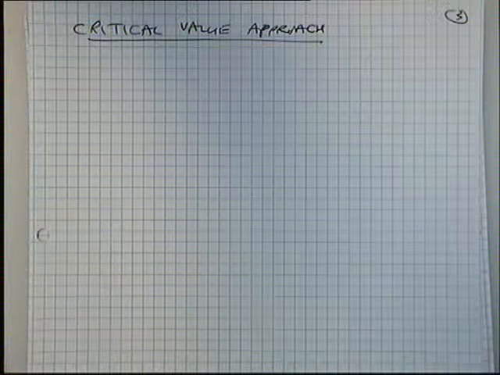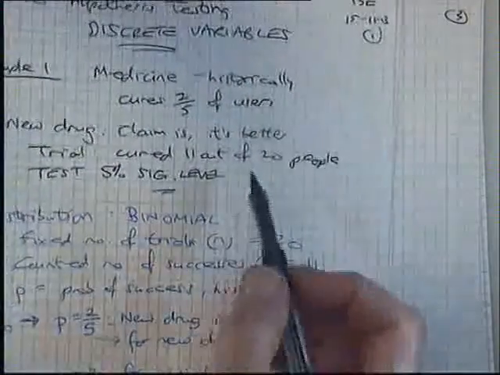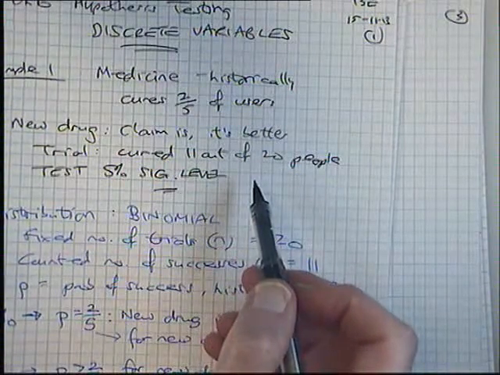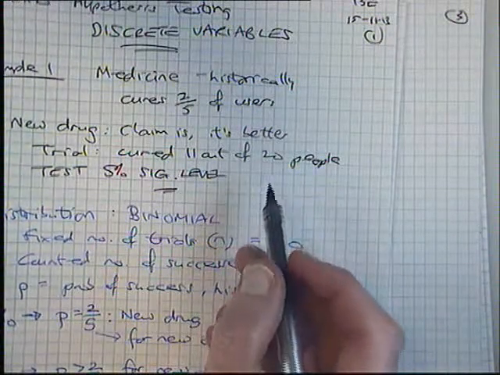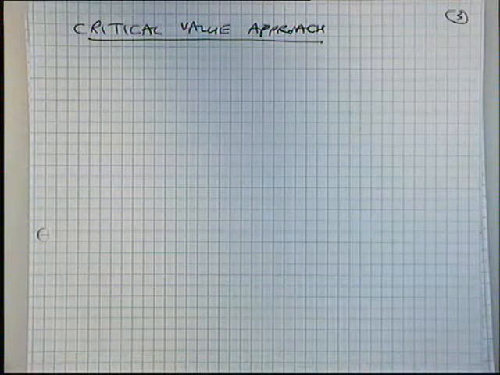So, just like there are two methods of doing this with continuous, there are two methods of doing this with discrete as well. And you might already have asked yourself from that last question, well, how many out of 20? They cured 11 out of 20 last time, how many out of 20 would it have to have been that we did accept that the new drug is better?